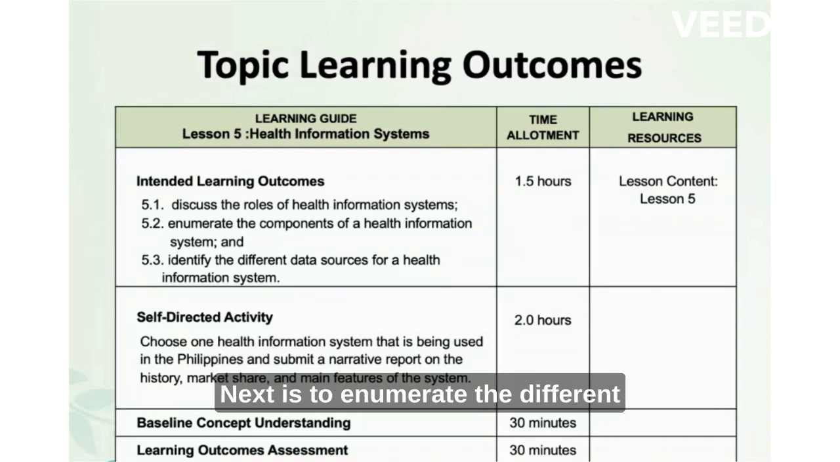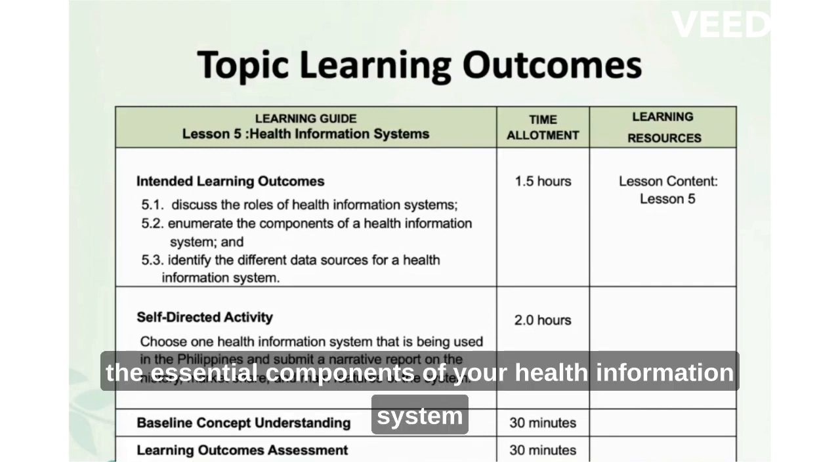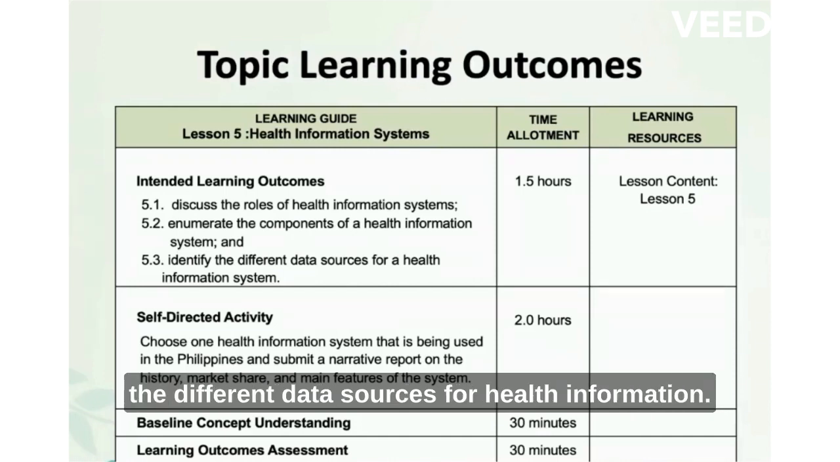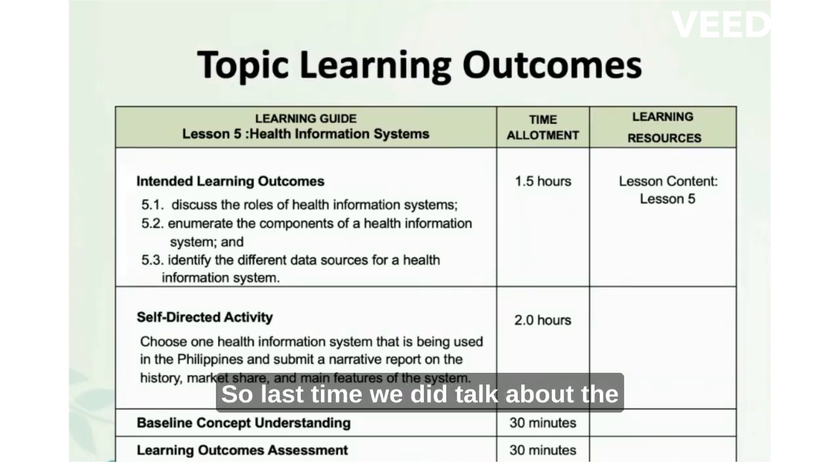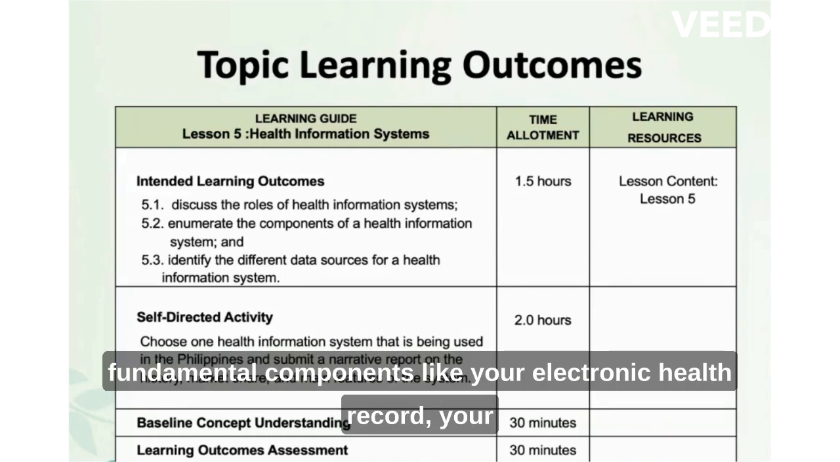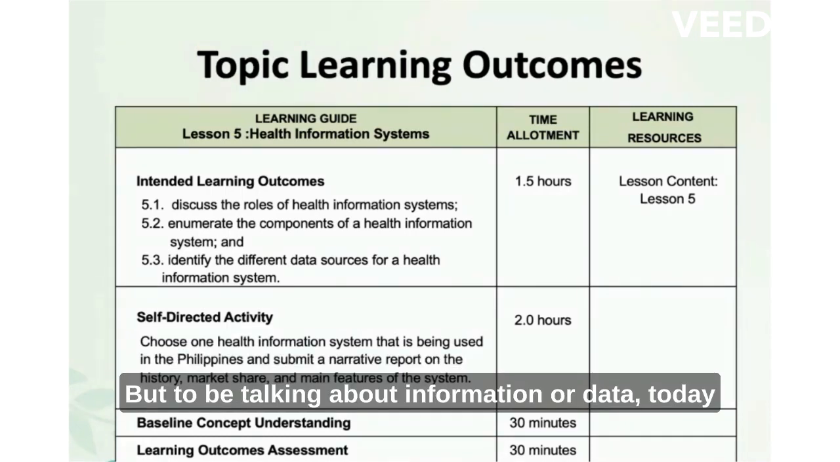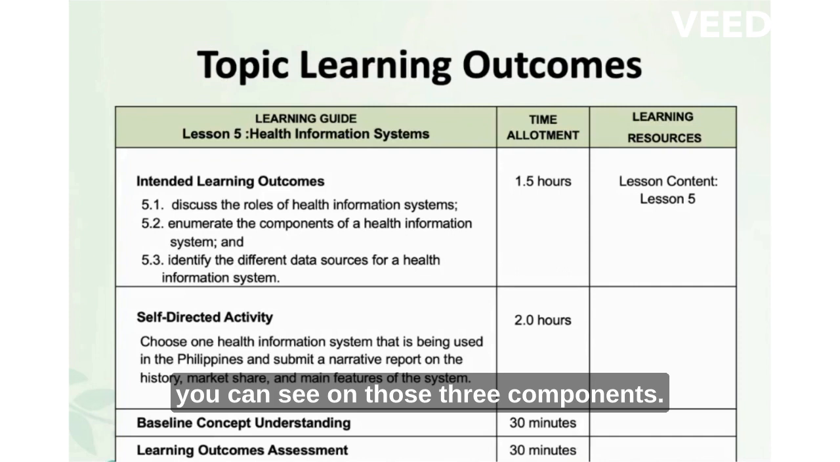Next is to enumerate the different components of health information system. Later on, we will be talking about the essential components of your health information system. And lastly, to be able to identify the different data sources for health information. Last time we talked about the fundamental components like your electronic health record, your personal health record, and your health information exchange. But today we will be talking about specific data that you can see on those three components.